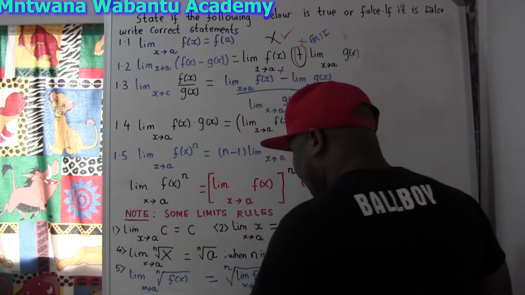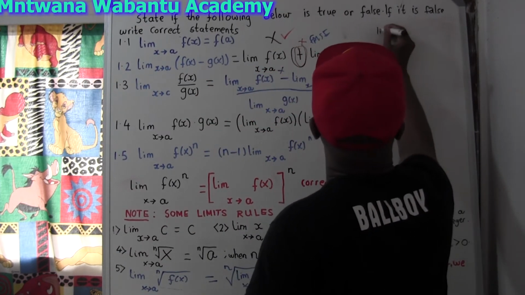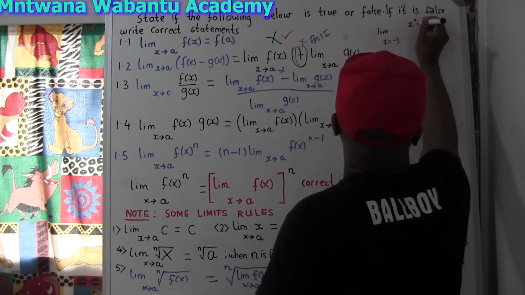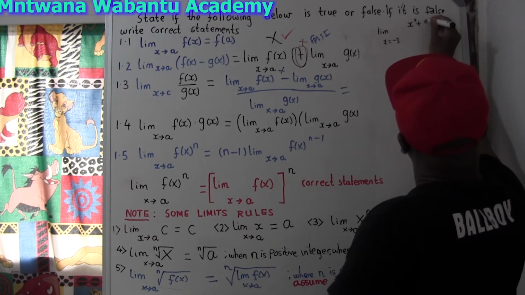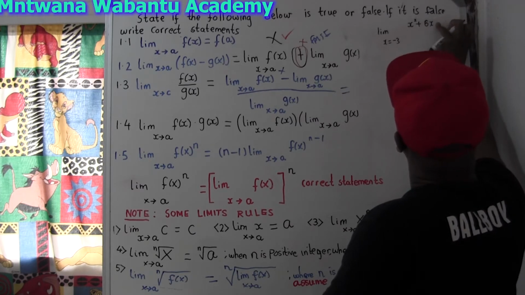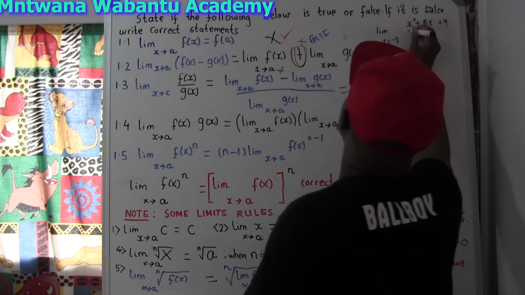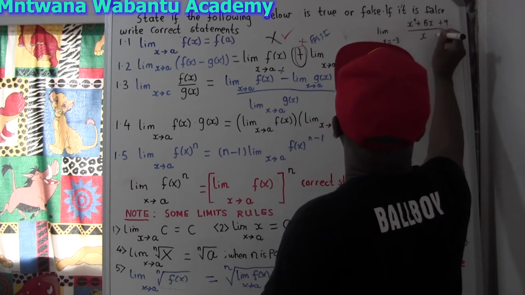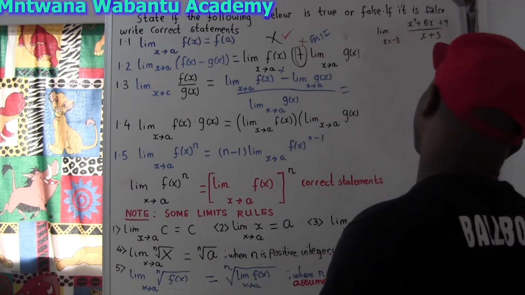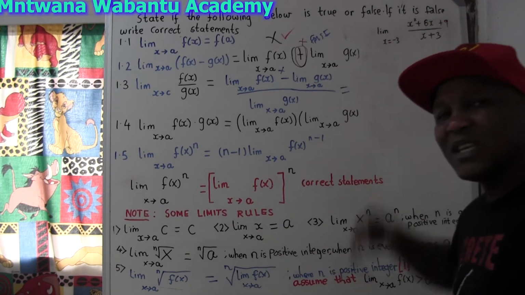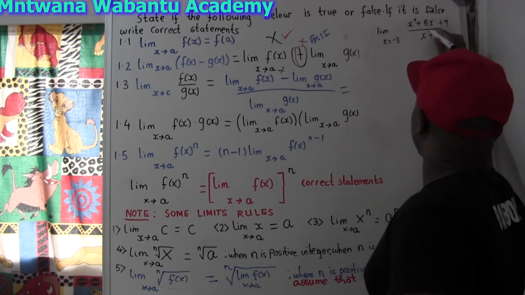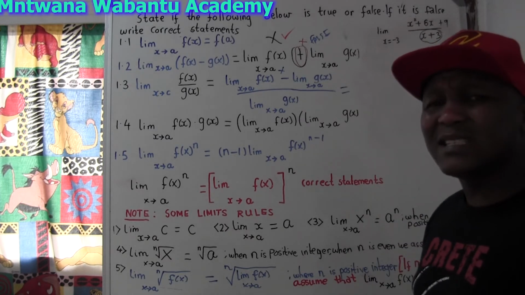For example, somebody gives you the limit as x approaches -3 of x squared plus 6x plus 9 over x plus 3. So now you see, this is division, meaning you have a function, the limit of this divided by this. So we know for f of x, the denominator should not be equal to 0, because if it's equal to 0, we're in trouble. It's not going to exist.